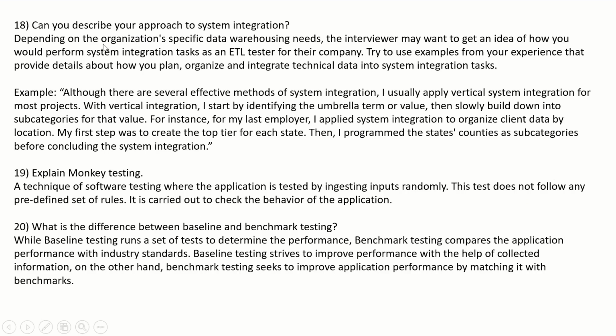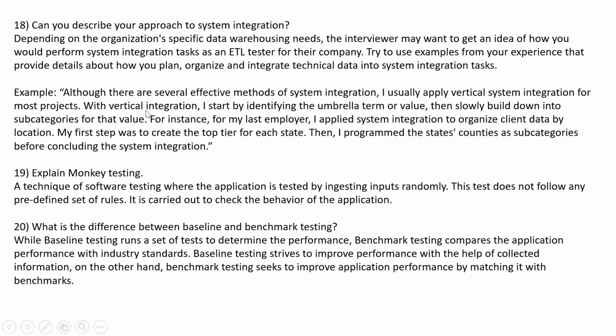So 18th question is, can you describe your approach to system integration? Depending on the organization's specific data warehousing needs, the interviewer may want to get an idea how you would perform system integration tasks as an ETL tester for their company. Try to use examples from your experience that provide details about how you plan, organize, and integrate technical data into system integration tasks. Okay, so this concept you just get by your experience.